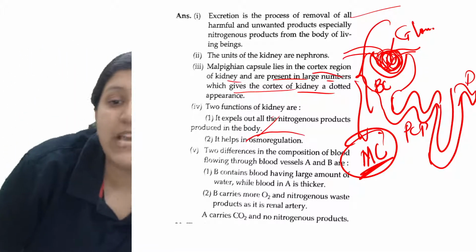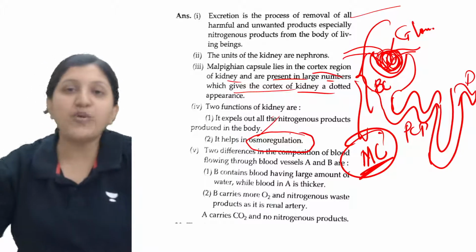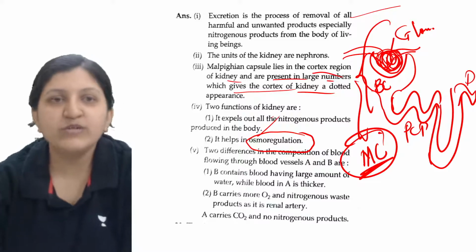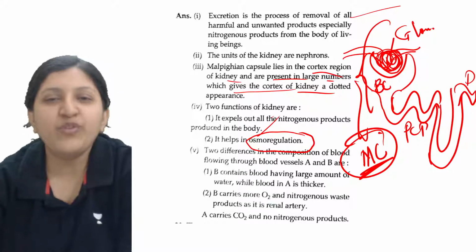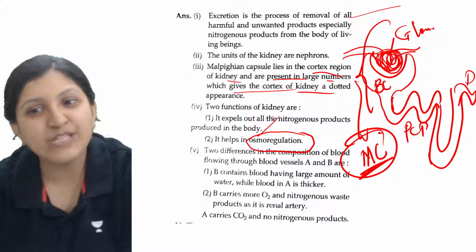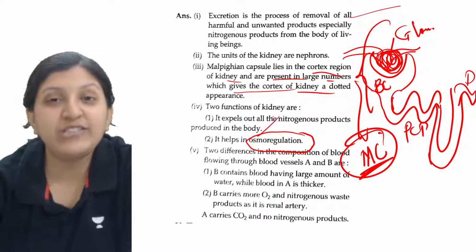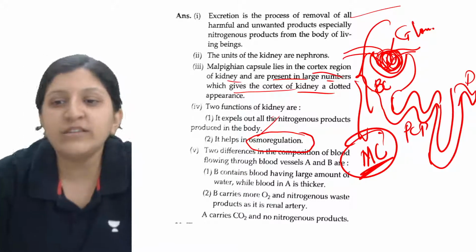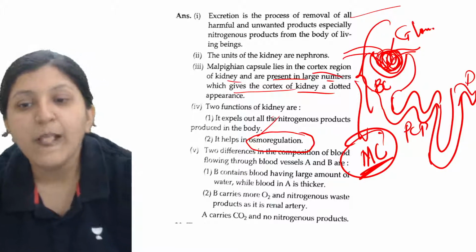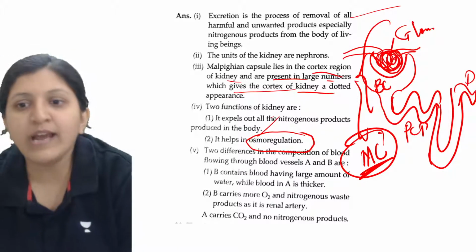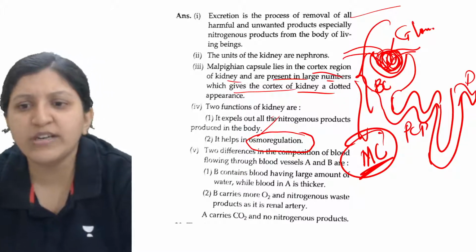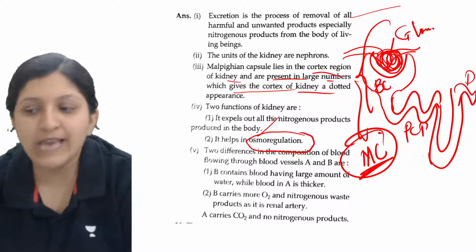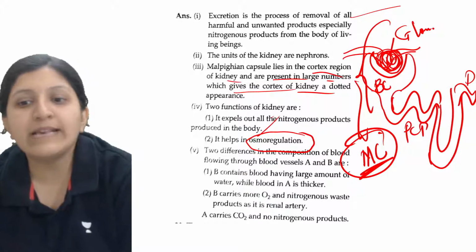And osmoregulation, anybody, what exactly is the function of osmoregulation? Maintaining the water and ion balance, like what percentage of water has to be there, what percentage of salt has to be there in the body, that will be maintained by your kidney itself. So that is the osmoregulation function. Now, two differences in the composition of blood flowing through A and B. B contains blood having a large amount of water, while blood in A is thicker. B carries more oxygen and nitrogenous waste products, as it is a renal artery.